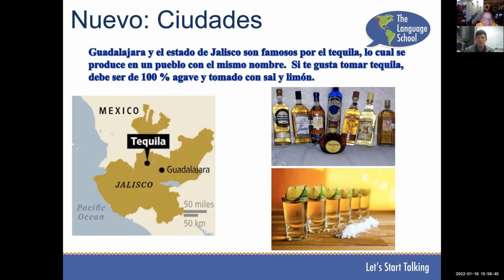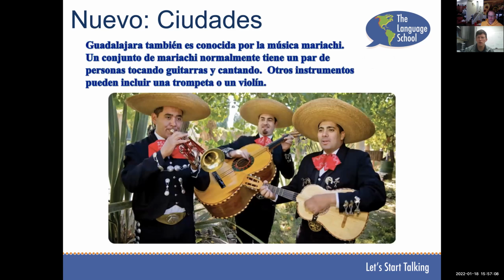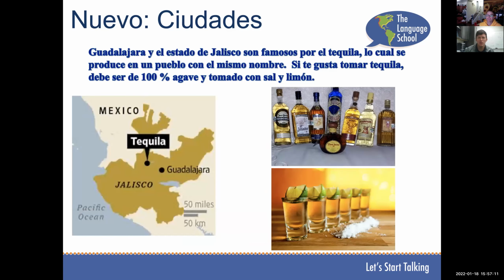If you like to drink tequila, debe ser. ¿Qué significa debe ser? It should be. Oh, it should be 100% agave. And drunk with salt and lime. Yep. Muy bien. Why tomado? Tomado versus tomas. Because tomas means you drink. Tomado is drunk. And here we're saying should be drunk.